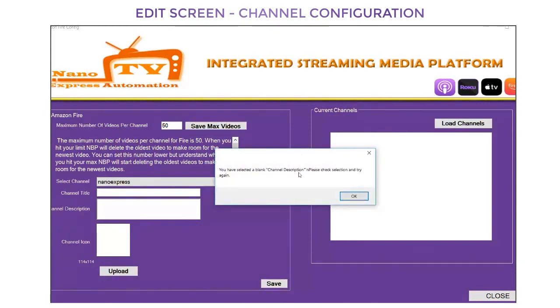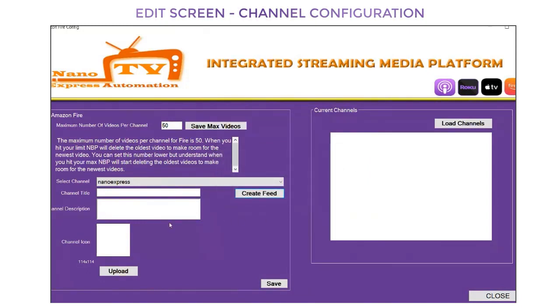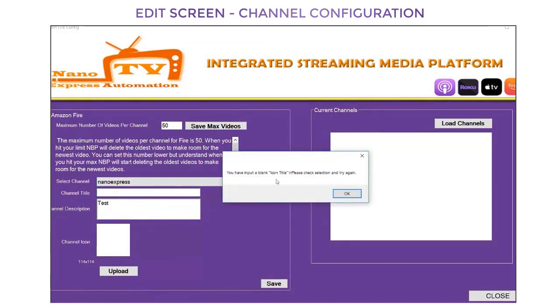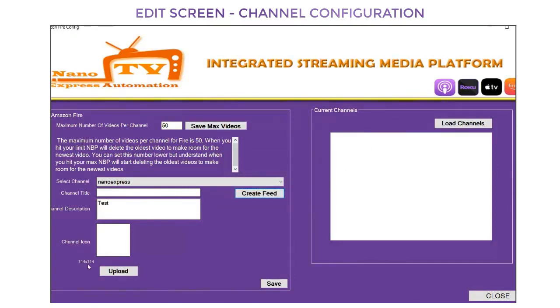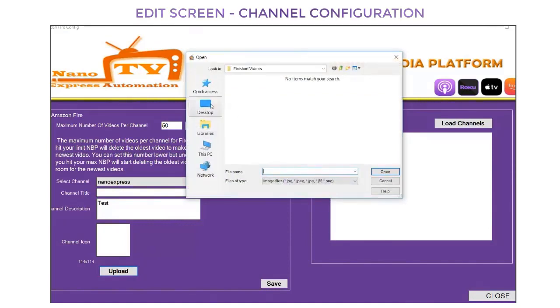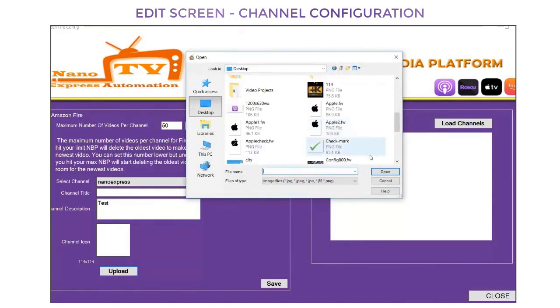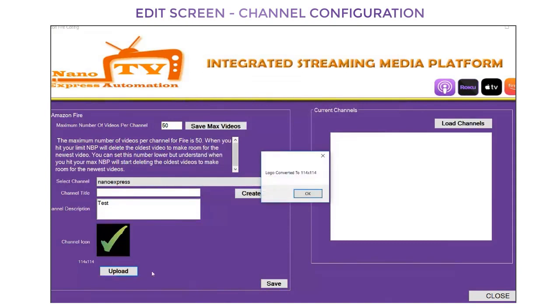You have selected a channel description. Please select and try again. So blank channel description. I've got to fill out descriptions because it doesn't have this stuff. So I'll call it test. Doesn't matter. But you see what happens if you hit create feed, icon, title. See, I don't have an icon because this is 114 by 114. But here's the deal. If I go grab any image, it will resize it automatically. You don't have to. I'm just going to grab this and say, look, it was converted. So we don't have to worry about it.